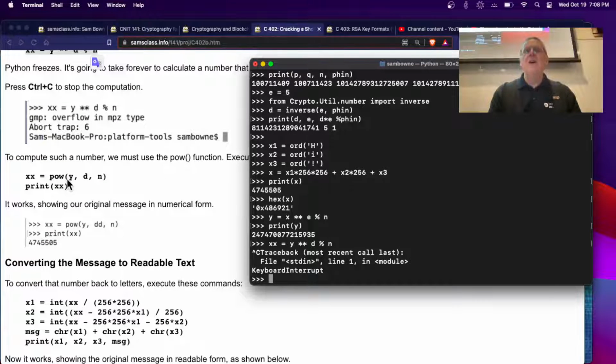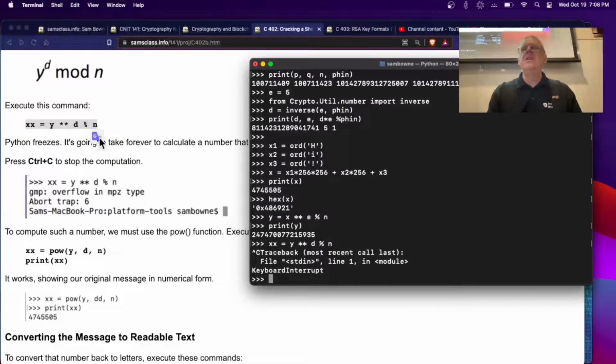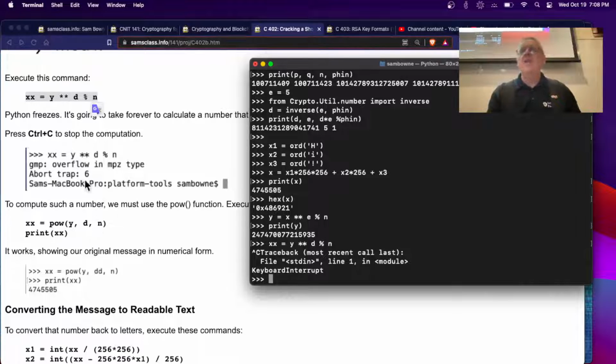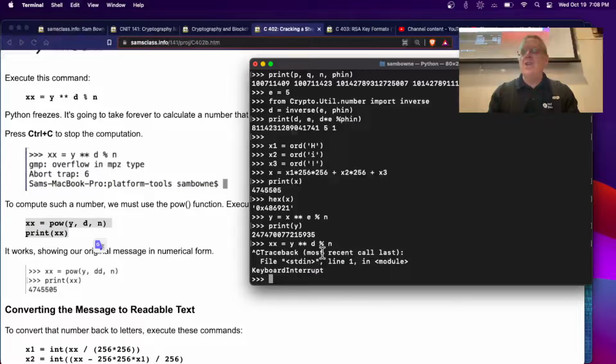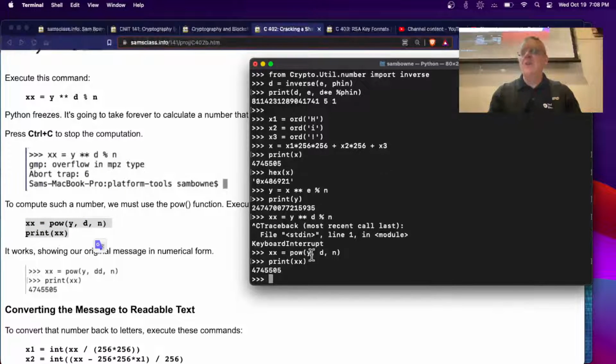The pow will take y to the d mod n. And up here, I didn't, and so up here it tried to calculate y to the d first, creating an unthinkably huge number, and then do mod n. Here it's going to use the fact that it's modulus n to speed up each step of this calculation, and it will become much, much faster. So that's why I use a smarter power function, and it'll go much faster by exploiting the fact that it's modular, so it doesn't take any time at all. And now I get back to my original x.